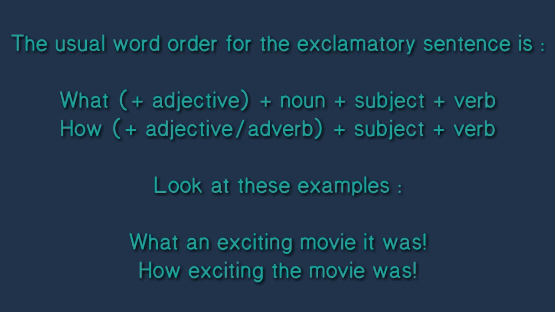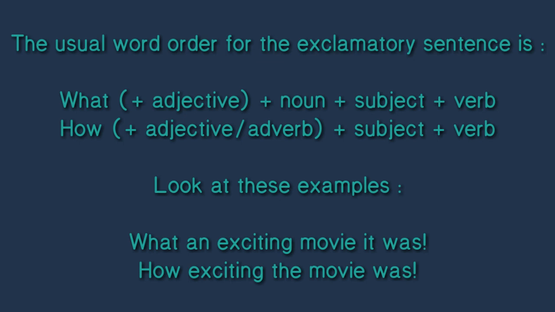So what is used at first, then the adjective an exciting is used, then movie, that's a noun, subject it, verb was. So that's the word order for an exclamatory sentence: what plus noun plus subject plus verb. In between, an adjective should also be there.